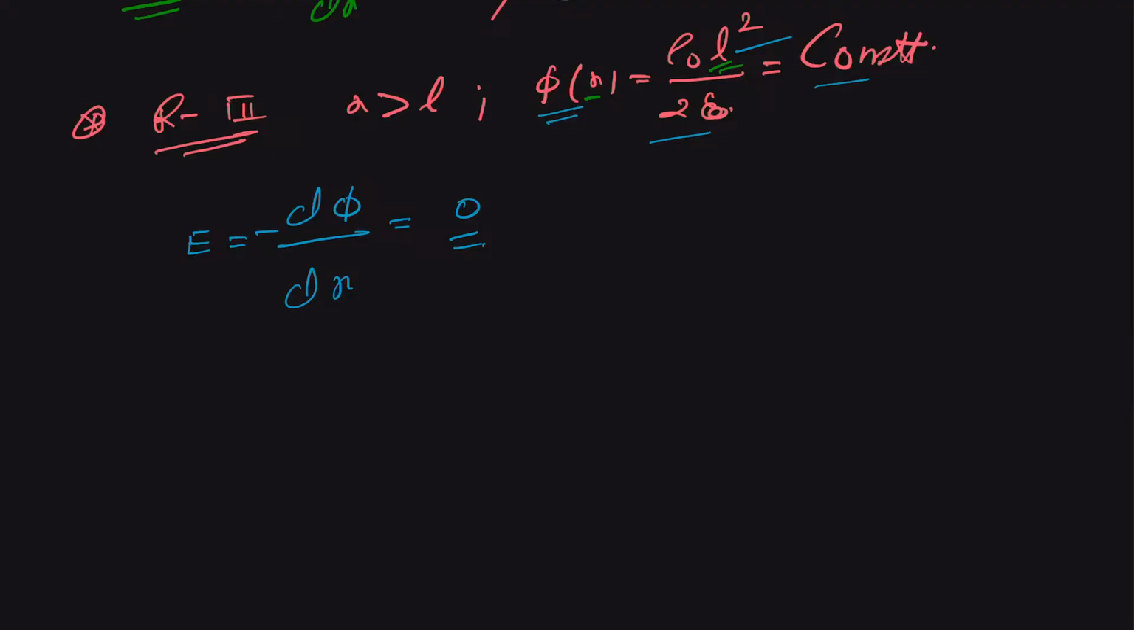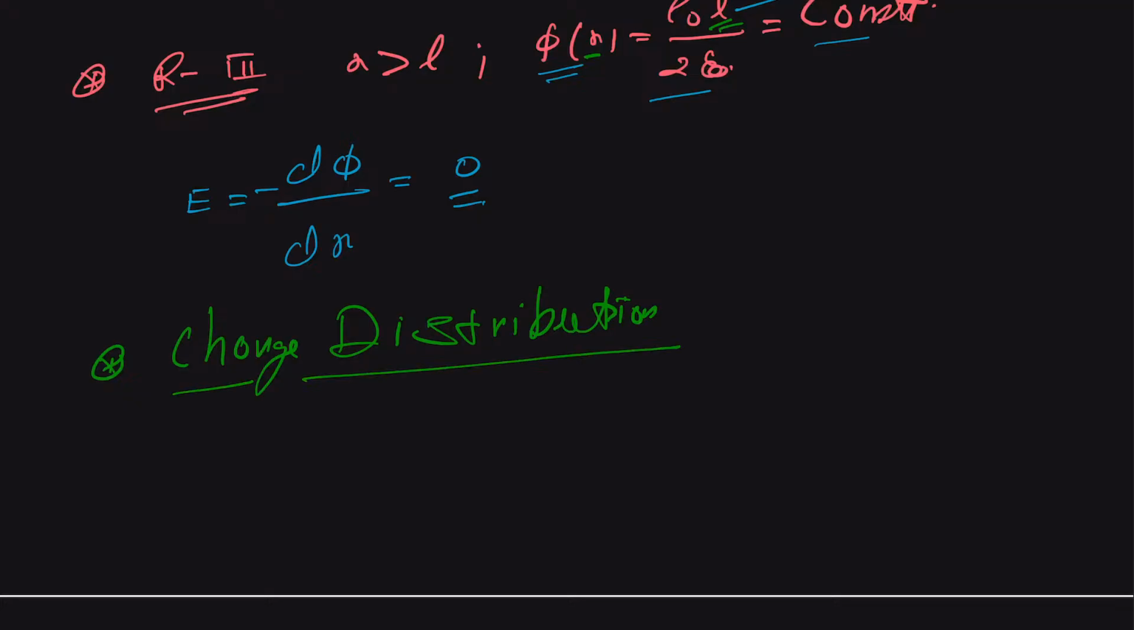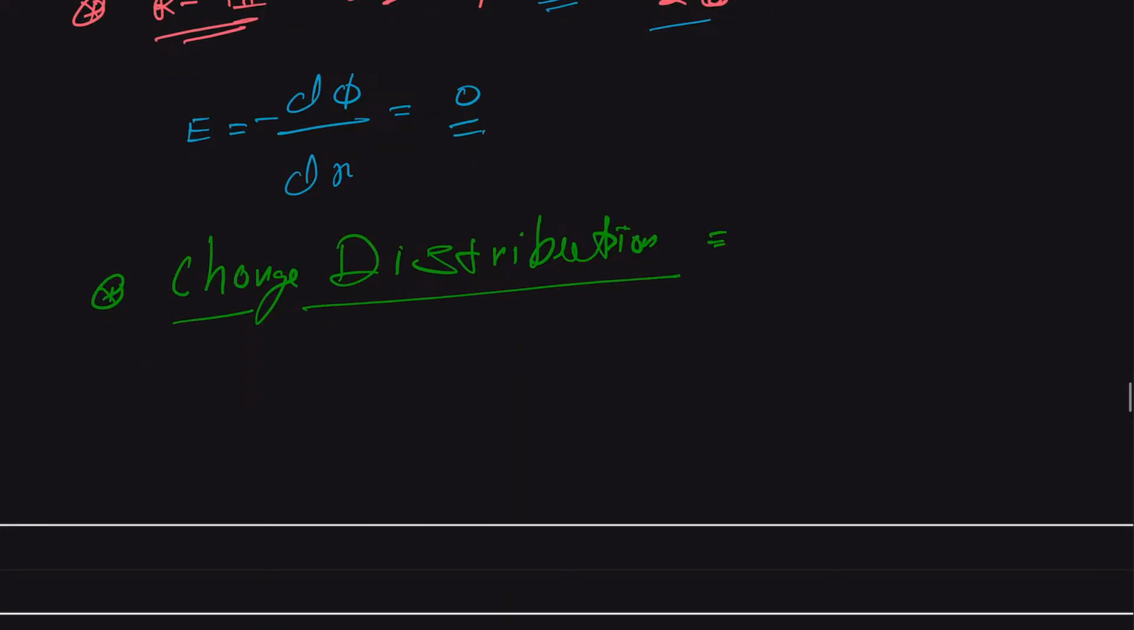For charge distribution we can use the equation that the double derivative of our potential is equal to minus rho upon epsilon naught.